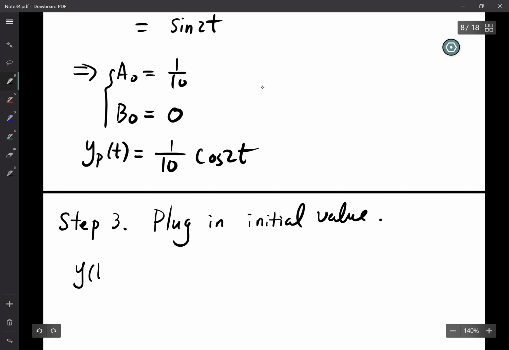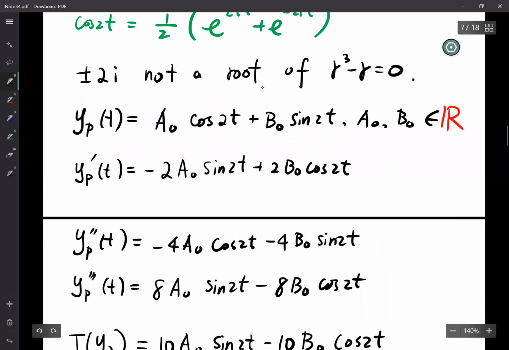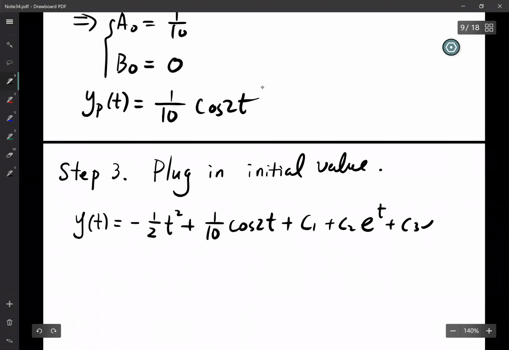So the general form is: minus 1/2 t squared, 1 over 10 cosine 2t, C1 times exponential to the 0 is a constant, C2 t, C3 e to the minus t. So now you just match the initial conditions.